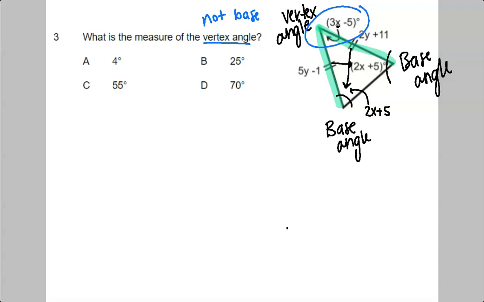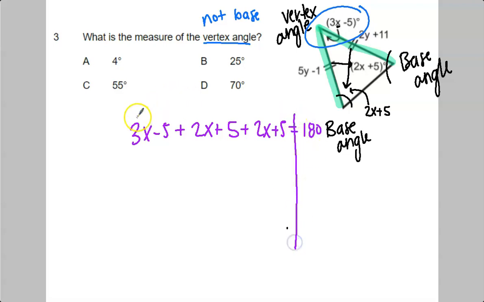So kind of similar with some of the other problems, we have an angle measurement for all 3 angles. And again, all 3 angles add up to 180. So 3x minus 5 plus 2x plus 5 plus 2x plus 5 should all equal 180. So again, we've got the vertex angle, the base angle, and the base angle again. Combine like terms. So 3, 4, 5, 6, 7x. And 5 plus 5 is 10, but then minus 5 would be plus 5, and that's equal to 180.